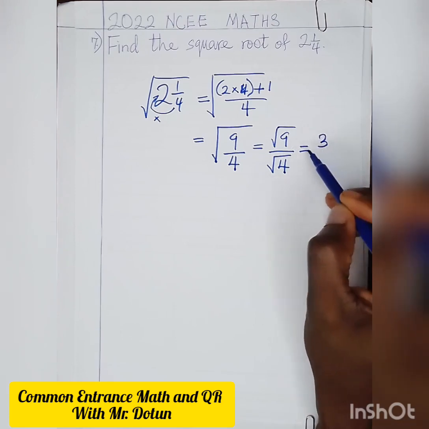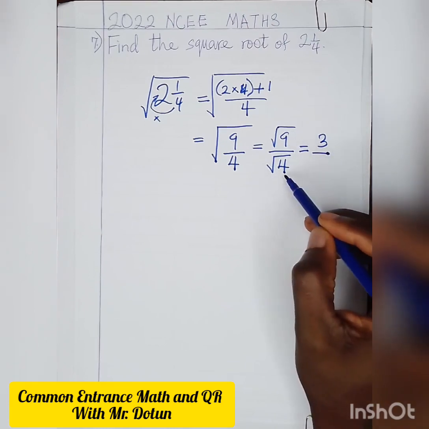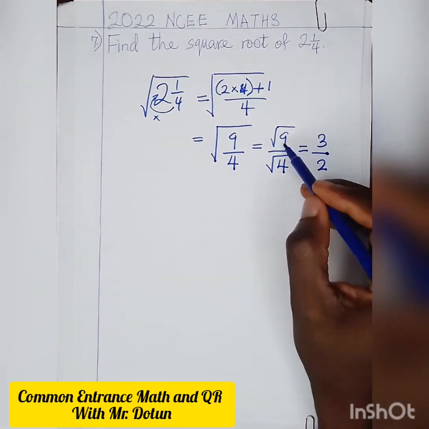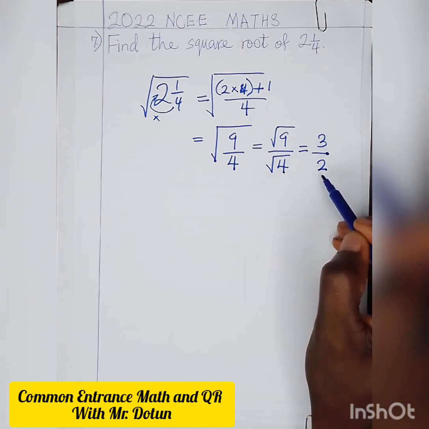That is 3. So the square root of 9 is 3, and the number we multiply by itself to get 4 is 2. Right? 2 times 2 is 4. 3 times 3 is 9. So the square root of 9 is 3. The square root of 4 is 2.